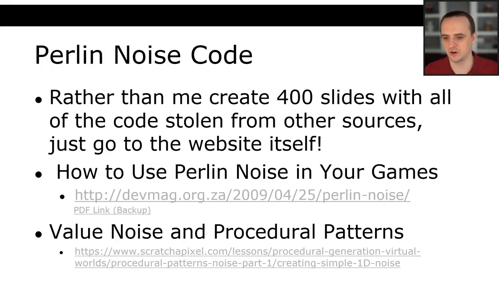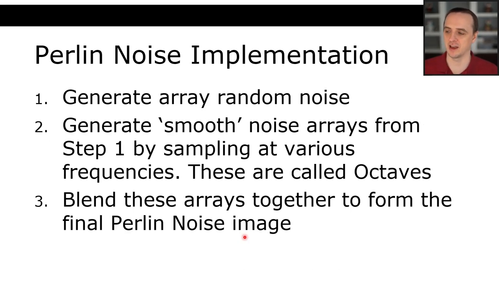So that's the code. And also, there's another reference here, which goes into more of the details about value noise. So Perlin noise, also called value noise, some of the mathematics behind that and how it works in a more mathematical sense, but I'm not going to get too deep into it. Here's what happens at a high level in Perlin noise, okay?